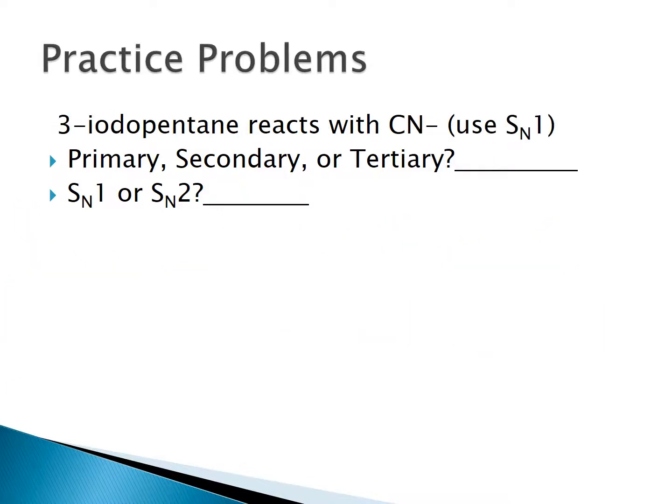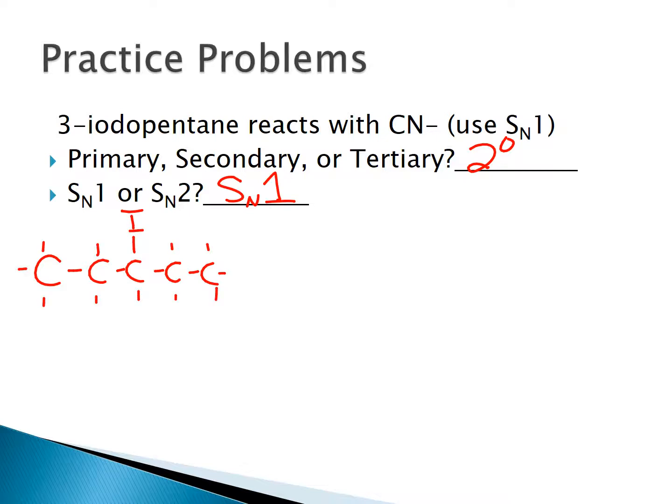Okay, last one. 3-iodopentane reacts with cyanide. Here I told you to use SN1, and that's because it's secondary, so it could react via either mechanism. I'm just going to use these dashes to represent hydrogens because this is a large molecule. First step in SN1, the leaving group is going to leave, and we're going to generate a carbocation intermediate.